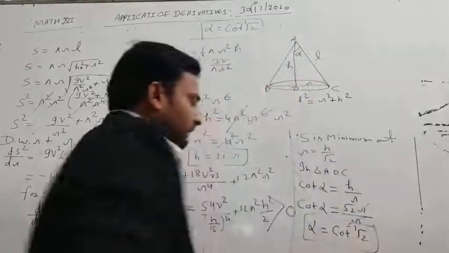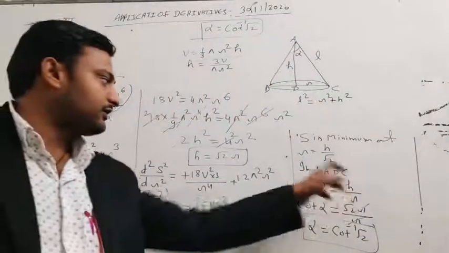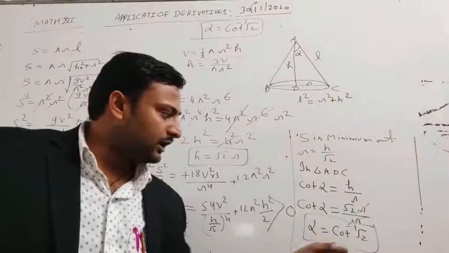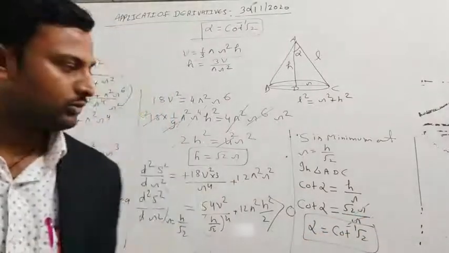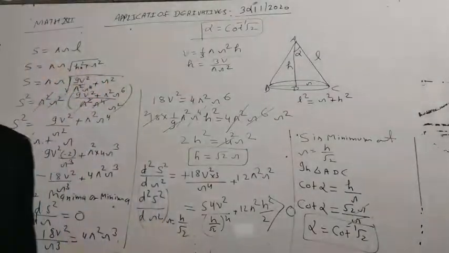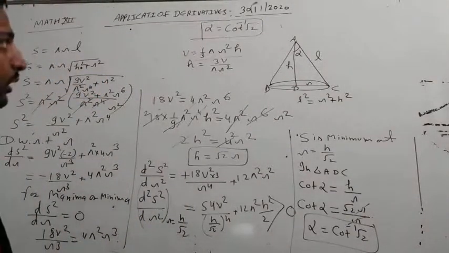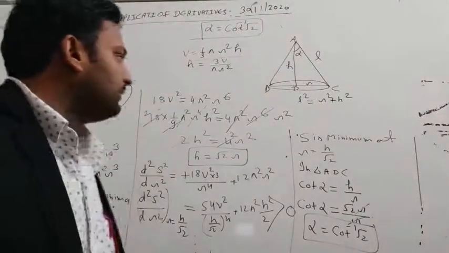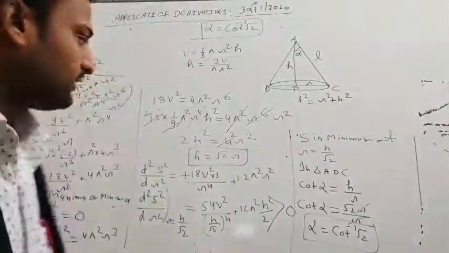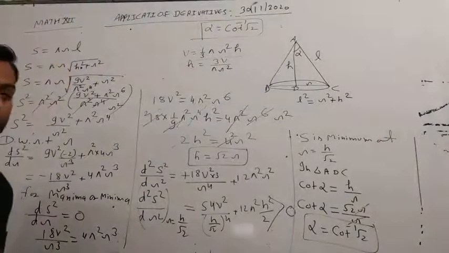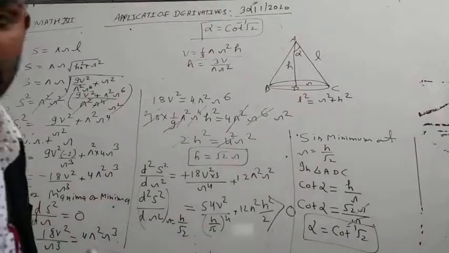So when we put the value of h, which is root 2 r, it will be cancelled, and alpha will be cot inverse root 2. Okay, so in this way we can prove that our semi-vertical angle alpha will be cot inverse root 2 when its curved surface area is minimum at the point r is equal to h by root 2. Okay, I hope you understand.